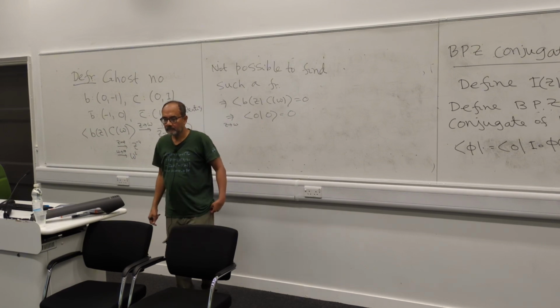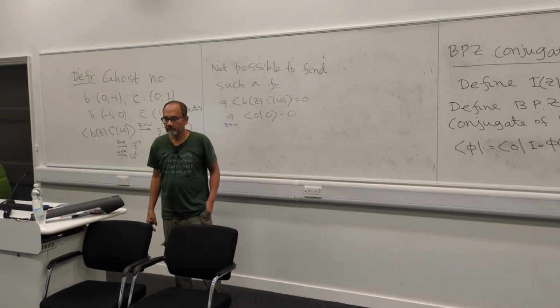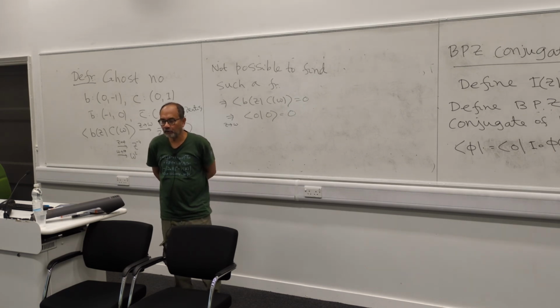Or in other words, we know that B is (0, 2) and C is (0, minus 1), and we know that any two-point function, that's another way of saying this. Yeah, that's true. But I'm now going to apply it for higher point functions also.